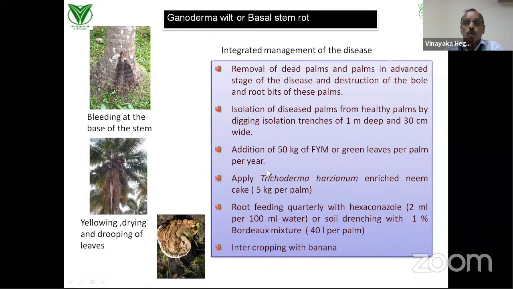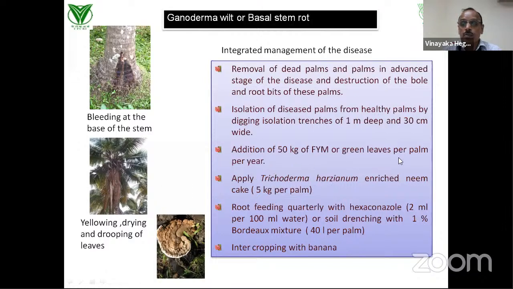Then how to manage this disease, where bleeding patches will be there, as I told. Removal of dead palms and palms in the advanced stages of the disease, and destruction of the bole and root bits of these palms. Isolation of diseased palms from healthy palms by digging isolation trenches 1 meter deep. As I told, this disease spreads through root contact. Once one plant is infected with Ganoderma, it slowly goes through the roots to the roots of healthy palms. So it is mainly root contact. That's why, as soon as the disease is noticed in one palm, it is advised to make a trench and isolate that palm from the other palms.